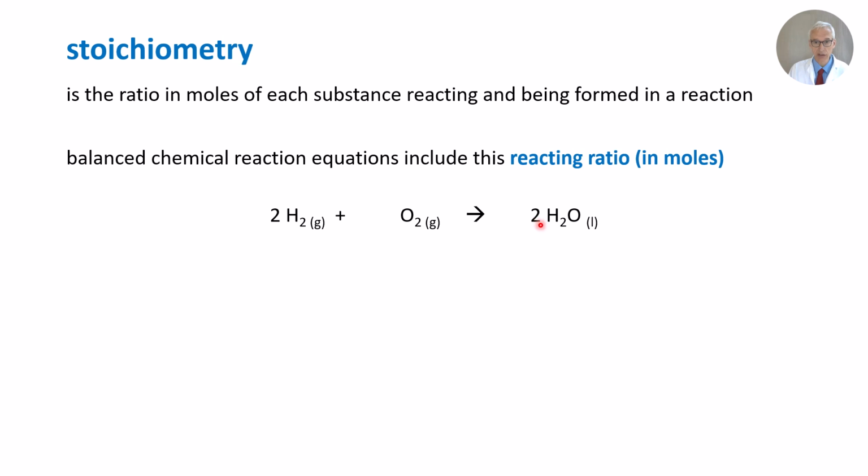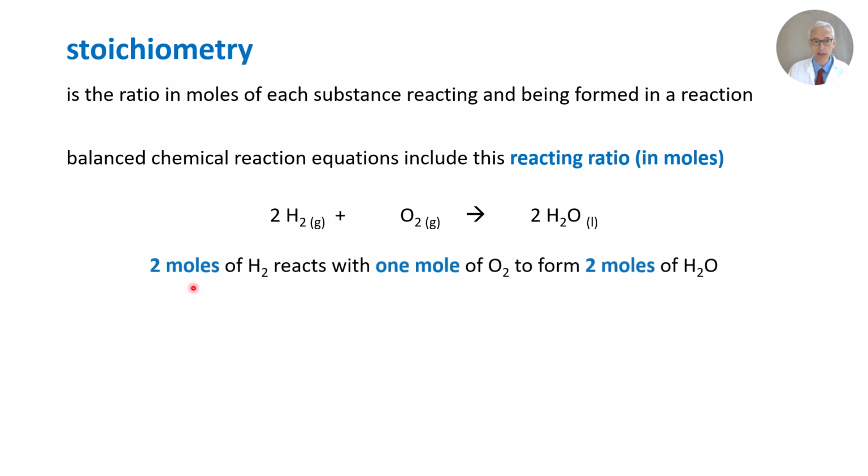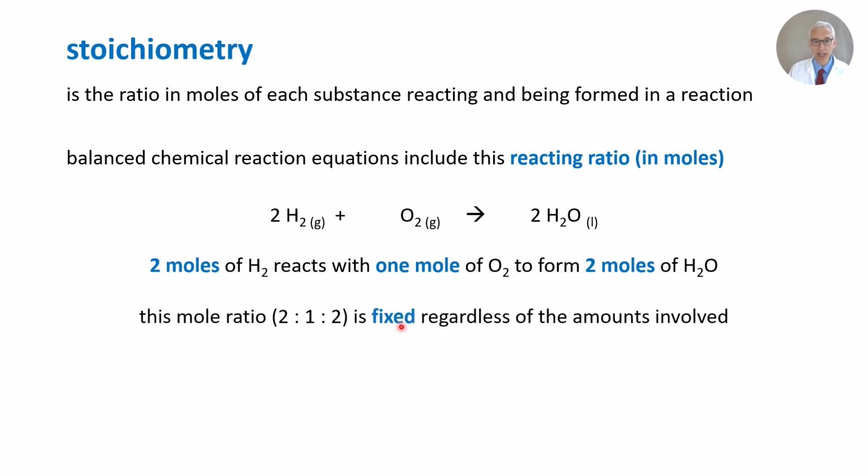That's the reacting ratio, but it is a reacting ratio in moles. So 2 moles of hydrogen reacts with 1 mole of oxygen to form 2 moles of water. That is a fixed ratio. It is always 2 hydrogens to 1 oxygen to 2 waters. Regardless of the amounts actually involved, the ratio will always be 2 to 1 to 2 in moles.